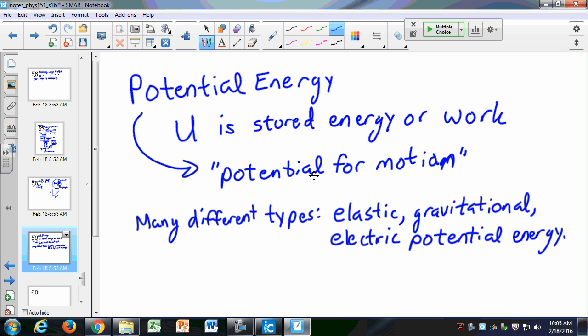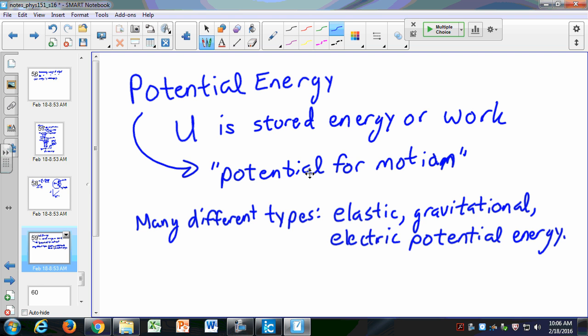If I have two like charges, say two positive charges, what do those do, attract or repel? Two similar charges repel from one another. And so they have potential for motion, because if I let them go, they fly apart from one another. So anytime you have the potential for motion, that is called potential energy, just sort of as a generic term.